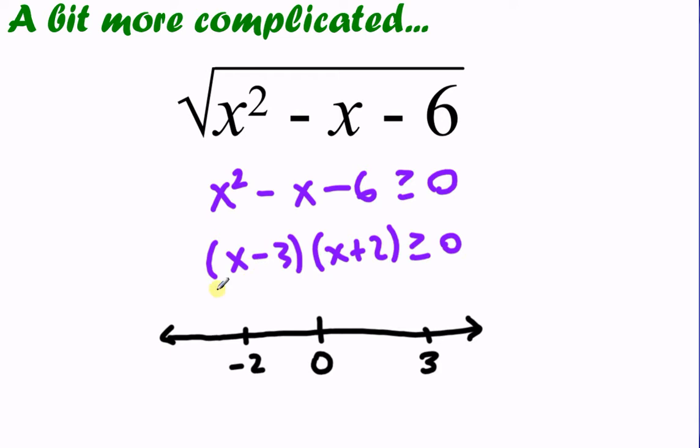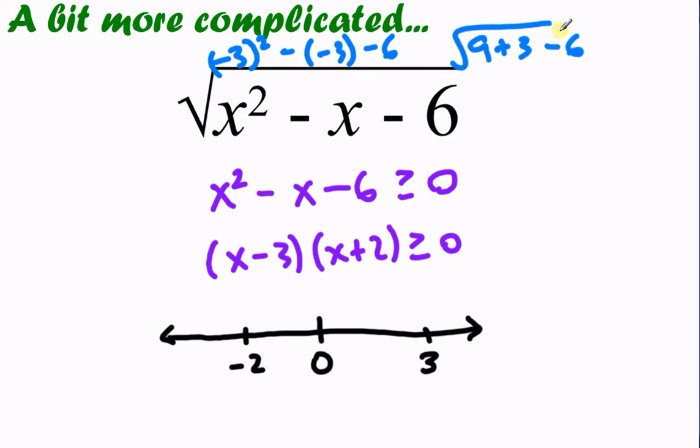Okay, so let's test something before negative 2. Let's just go with negative 3. So we're going to plug in negative 3 into the problem. We'll have negative 3 squared minus negative 3 minus 6, and all that's going to be square rooted. We'll have 9 minus a negative, so plus 3, and then minus 6. This is going to be the square root of positive 6. So not a nice number when you square root that, but it is at least doable. We can take the square root of 6 and it's fine. So everything over here is going to work. Everything in front of negative 2 is fine. So we'll put a little happy face there.